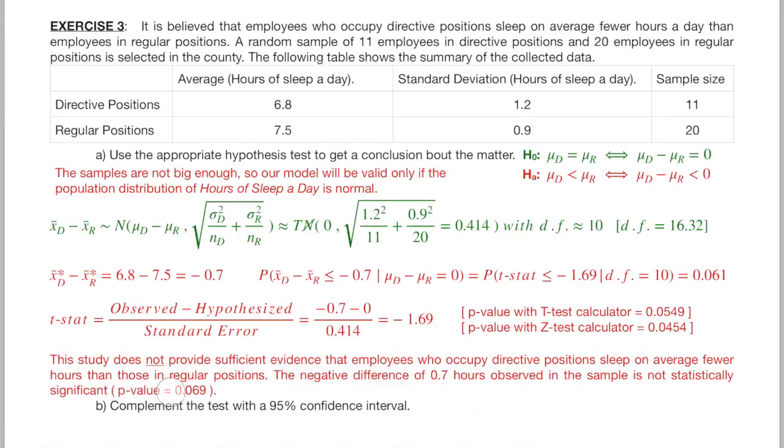P-value 0.061. If you put this hypothesis and this summary in a t-testing calculator, you will get a p-value of 0.0549, pretty close to what we got manually with the degrees of freedom approximated as 10.